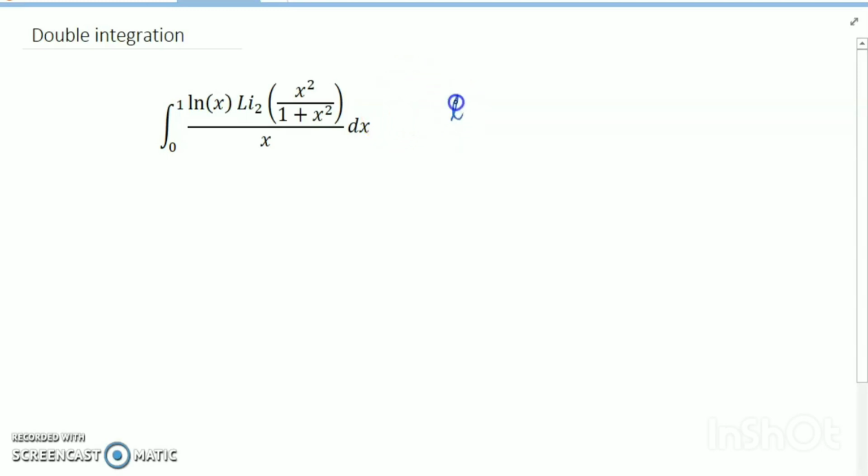Let t equal x square divided by 1 plus x square, just a substitution. This video is helpful for beginners, because beginners who cannot understand this kind of integration can follow it. I just try to explain the details.